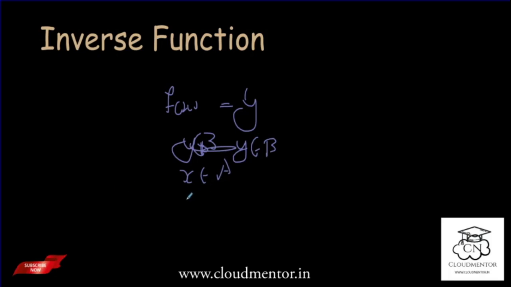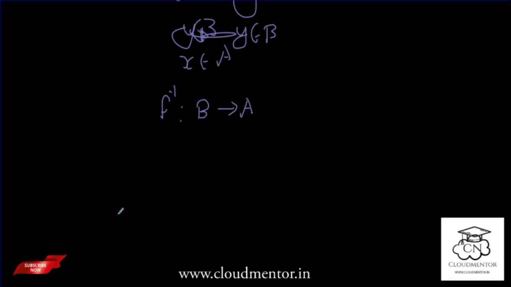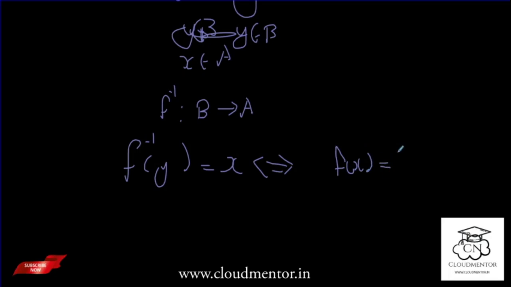So we may define a function f inverse from B to A, that is f inverse of y is equal to x, which is implied by and implies f of x equal to y. The above function is called the inverse of f, f inverse.